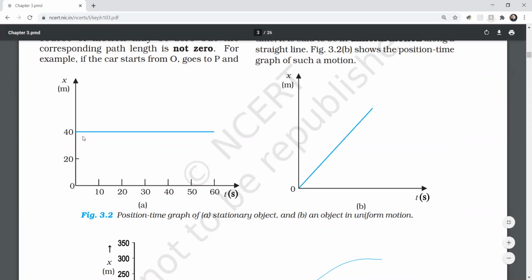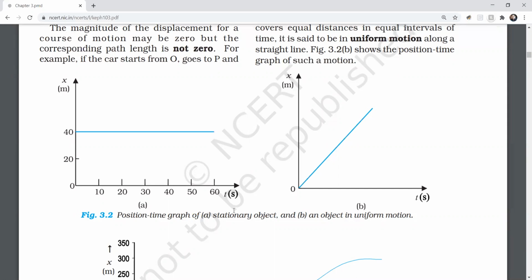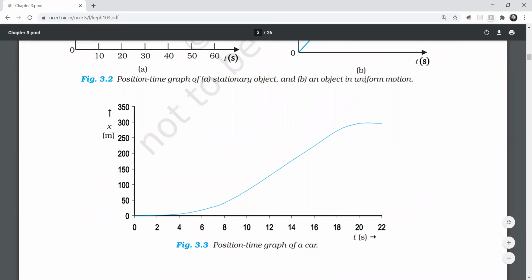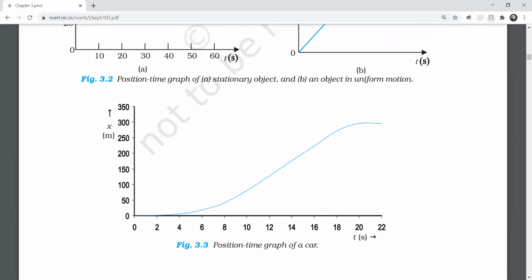Now there is a graph that is showing us the time graph of a stationary object. Because the object is stationary at 40-meter distance, even though time has lapsed of 60 seconds, the graph would continue in this way. And an object that is in uniform motion, which means that the velocity of that object is the same, will have a graph something like this. Certainly, when we are driving a car in a real life scenario, uniform motion is very difficult to replicate. So a real life motion of a vehicle would be something like this.